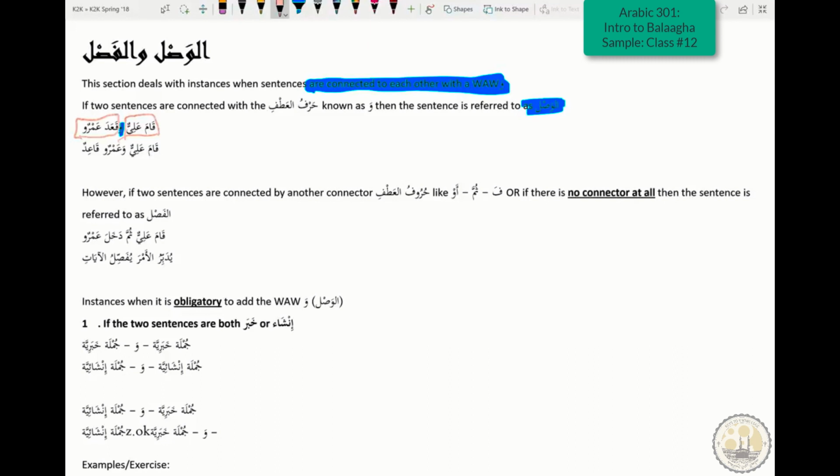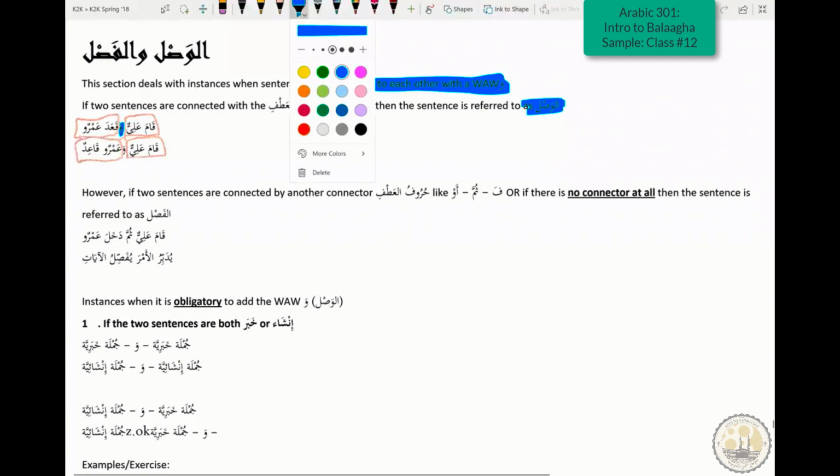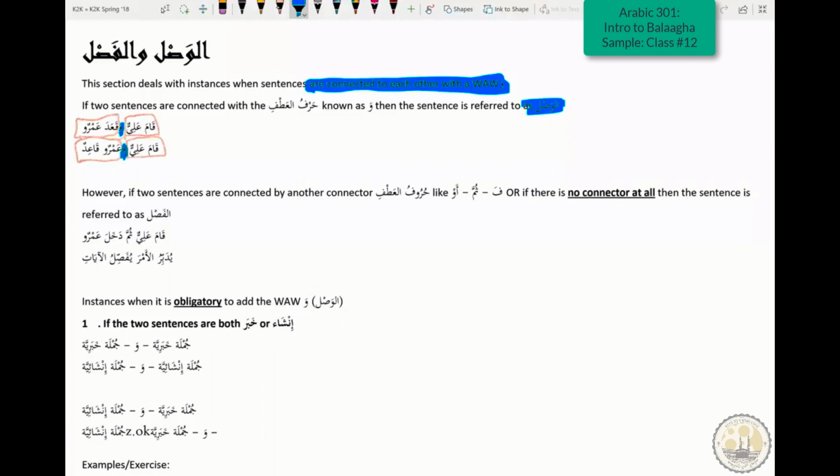قام علي وعمر قاعد. Ali stood and Amr is sitting. قام علي is one independent sentence. عمر قاعد is another independent sentence. And the letter that is connecting these two sentences together is the waw. Therefore, this entire sentence as a whole will be referred to as al-wasl.